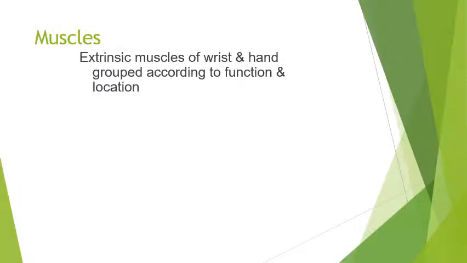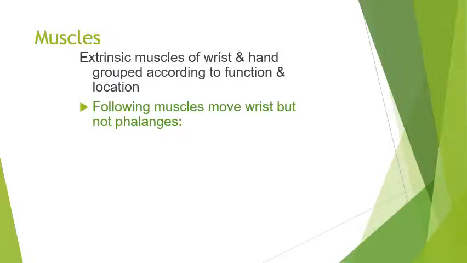So we look at the muscles. Again, the extrinsic muscles of the wrist and hand are grouped according to function and location. So the following muscles move the wrist, but not the phalanges. So these are wrist muscles that move the wrist joint. So the 3 wrist flexors: the Flexor Carpi Radialis, the Flexor Carpi Ulnaris, and the Palmaris Longus.